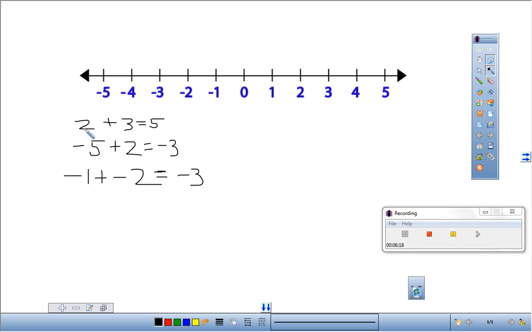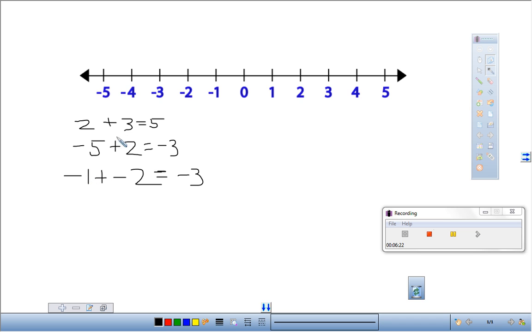This means 2, go in the positive direction, 3 spaces. So if you start at 2 and go in the positive direction, 3 spaces, you land on 5. This is -5. Go toward the positive direction, 2 spaces. Remember, you count backwards, so you land on -3. Okay. So we'll look at rules for these later. I just want you to be able to do it on the number line.